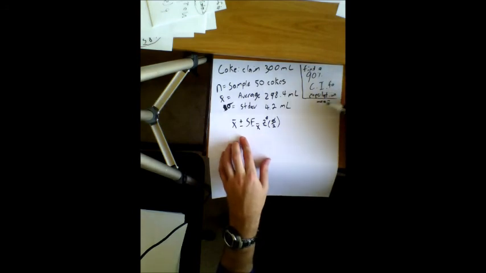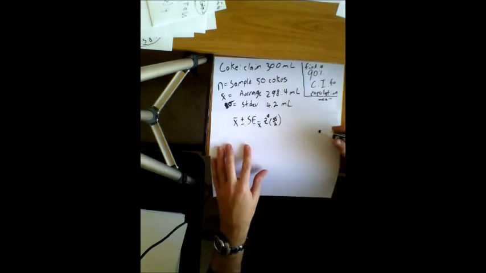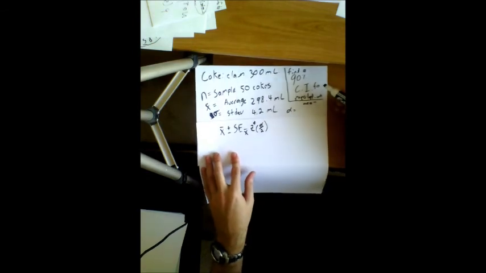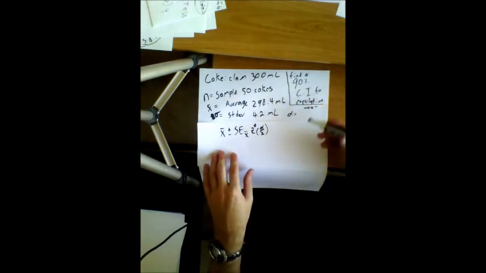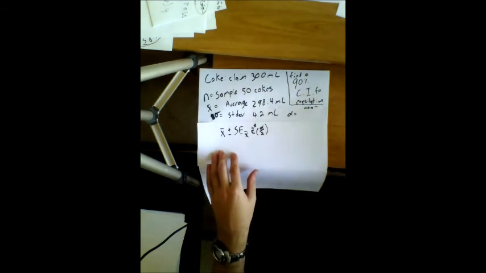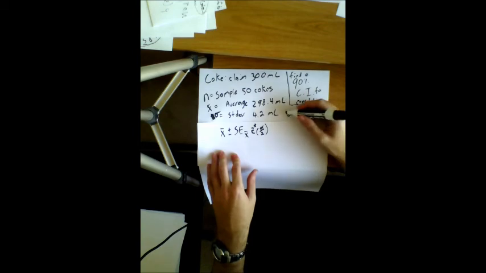Alright, so we're asked to find this. Oh yeah, one last thing. What is alpha? If we're 90% sure of this thing, that means we're 10% unsure. So 100 minus 90, or 1 minus 0.9, gives you 0.1. Our alpha that we're looking for is 0.1.